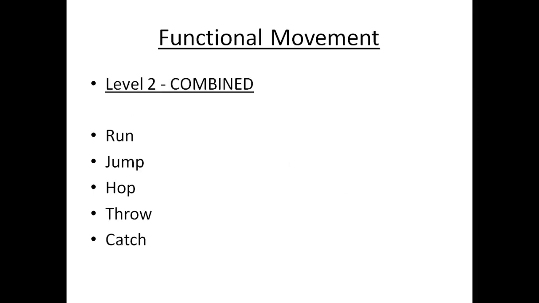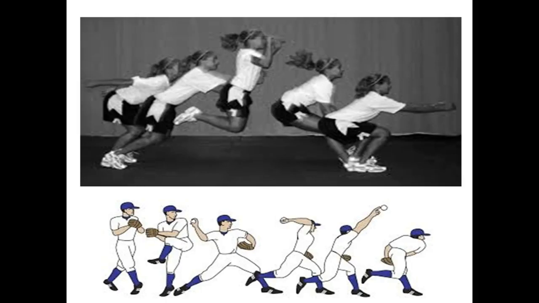Then we've got level 2 movements. These are combinations of level 1 movements. So we've got running, jumping, hopping, throwing, and catching. These are all higher skill movements, level 2. There's an example of people jumping and people throwing there. A bit of plyometrics there, stretch shortening cycle.